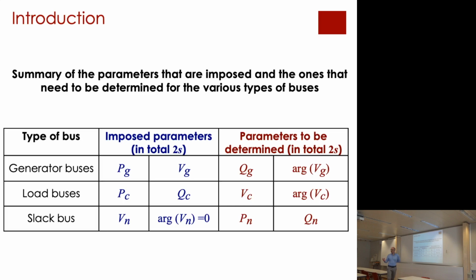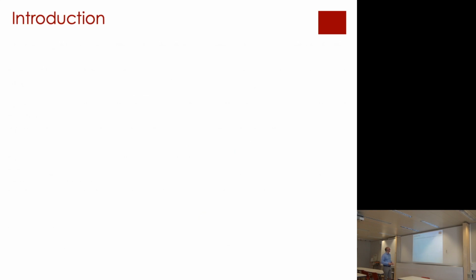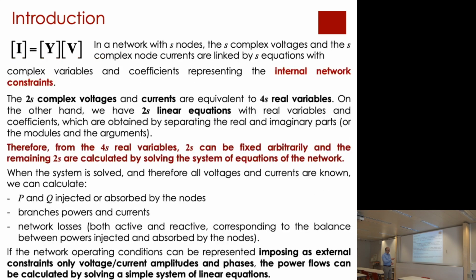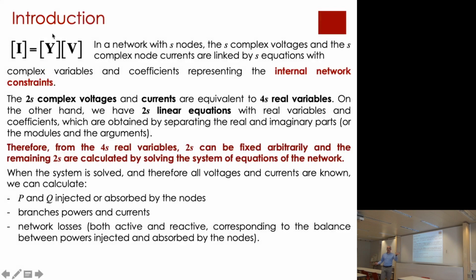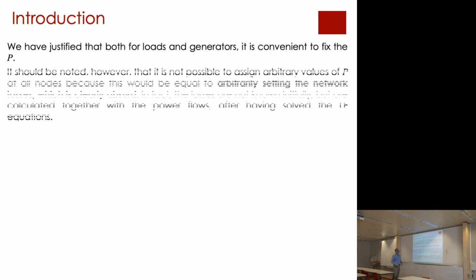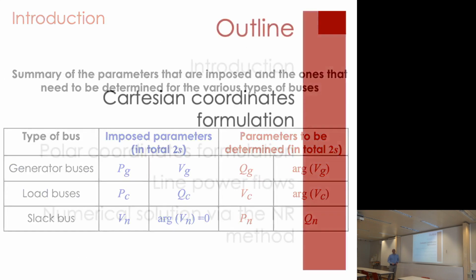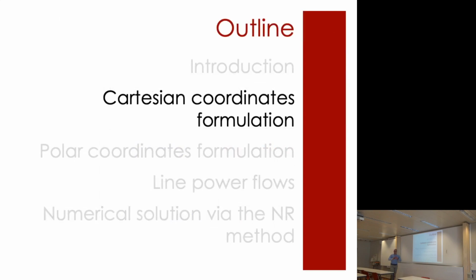Okay? Which are the internal constraints? So these are the constraints on the external nodes of the grid. The internal constraints are given by the admittance matrix. So if you put together internal and external constraints, you obtain what we call the load flow problem, that can be solved via the Newton-Raphson method. Okay. Clear? Okay, these are the ingredients of the recipe.